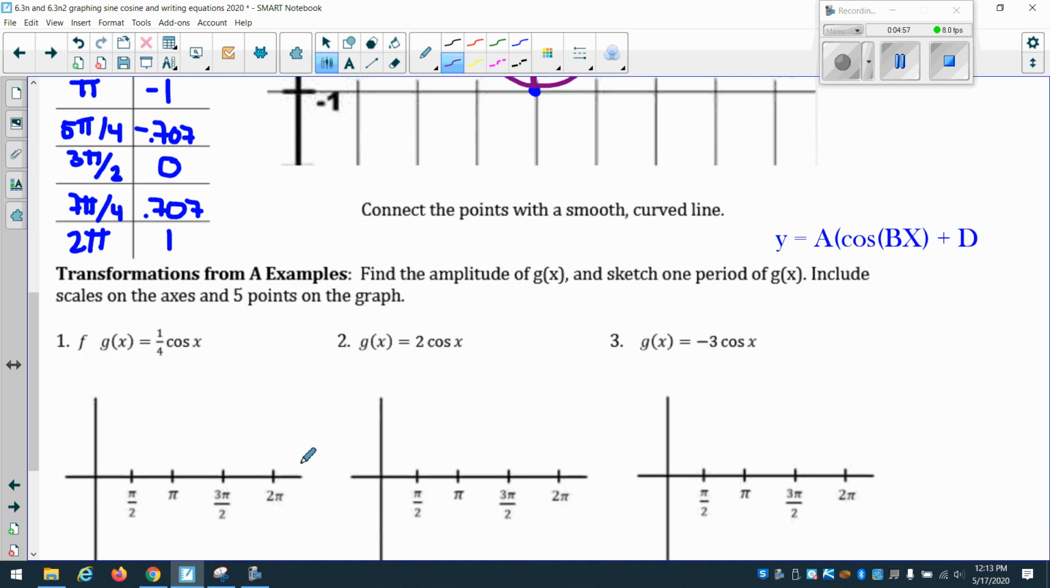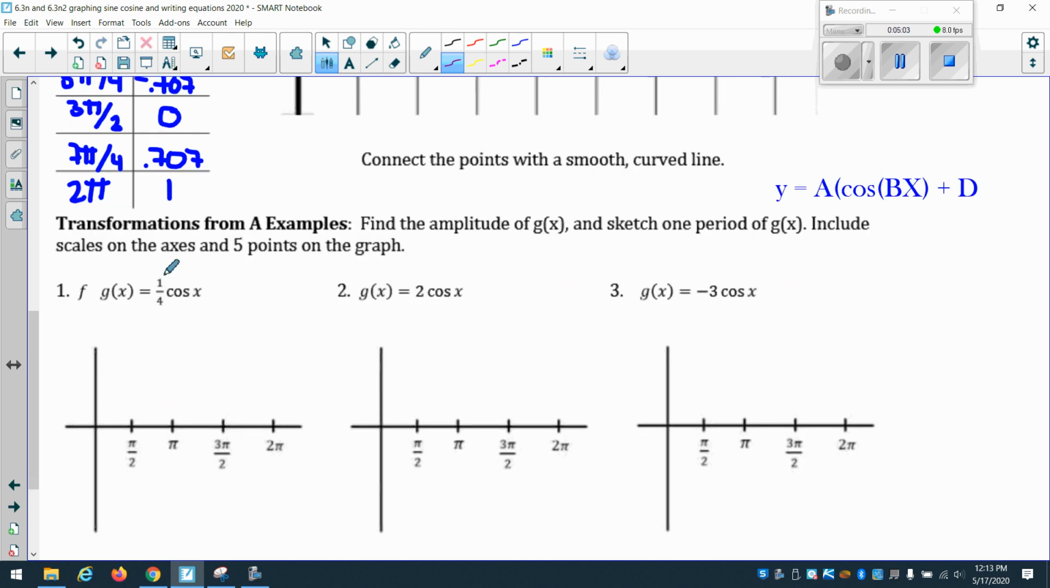So for these next examples, we're going to find the amplitude, then sketch one period, which is going to be 2 pi. So our amplitude is in front, which is 1/4. So that means my highest point is going to be 1/4. My lowest point is -1/4 because my midline is still 0. We have not moved up or down.